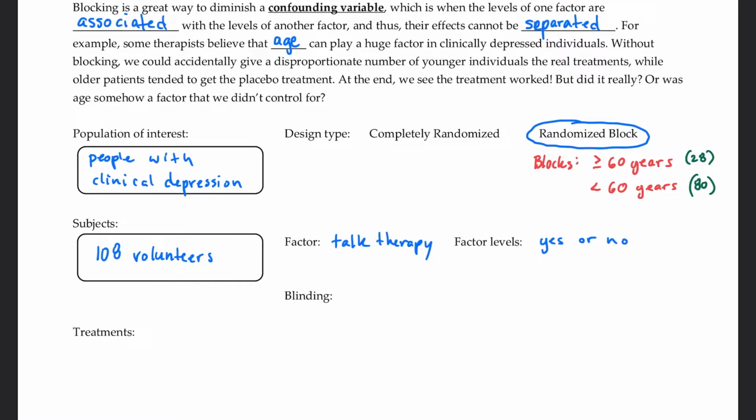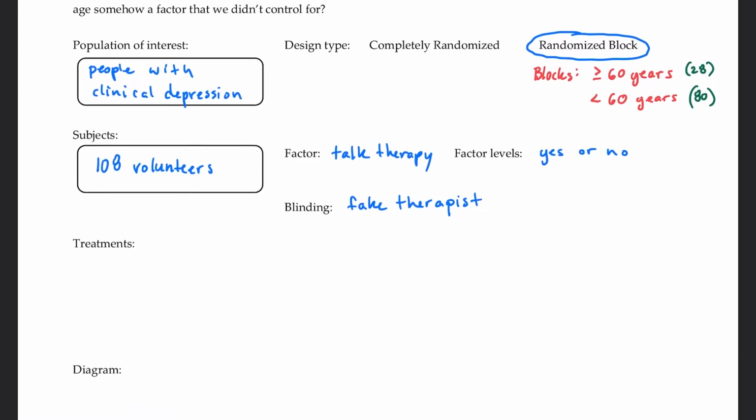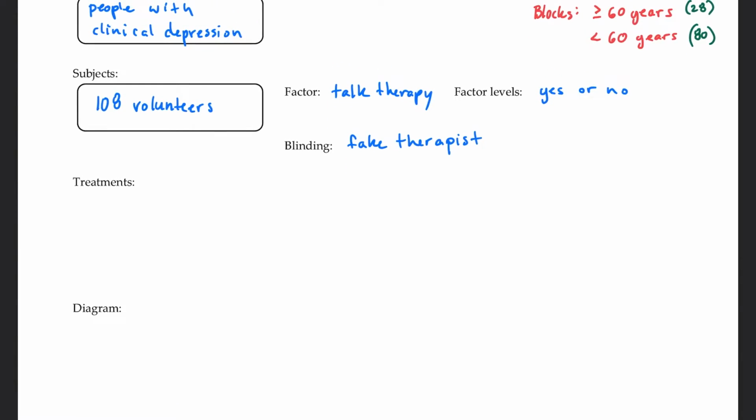And blinding, this was discussed a little bit with Mr. Dobrovich. It's a little bit tough with talk therapy to do blinding, but we did discuss how you could do a fake therapist who maybe just reads from a script. So the different treatments in this particular case are just the yes or no. So I'm going to skip that and move on to our diagram to help us out here.